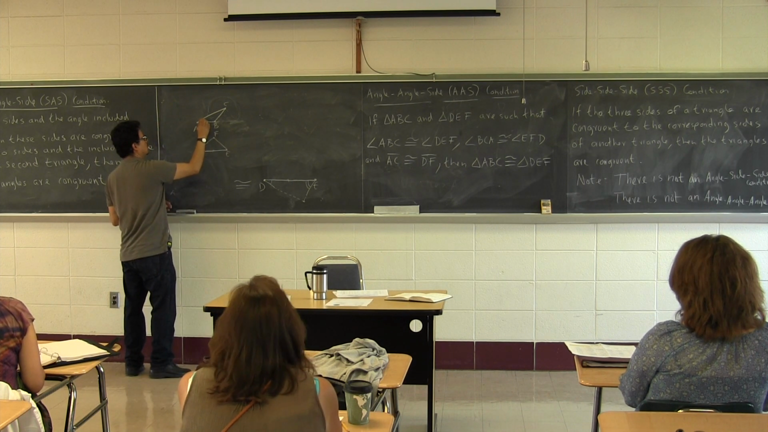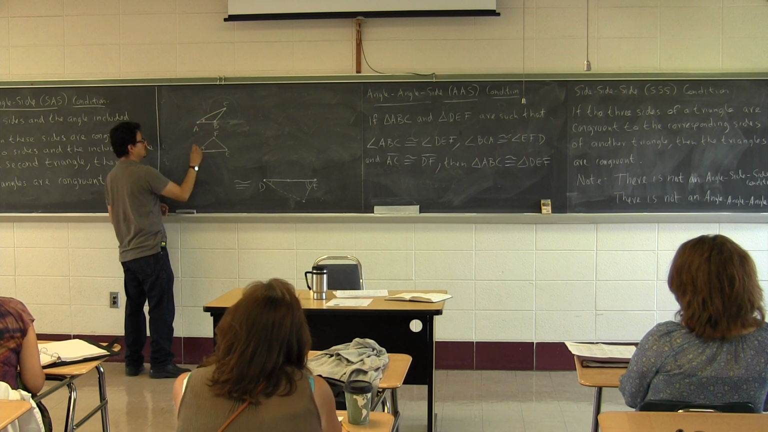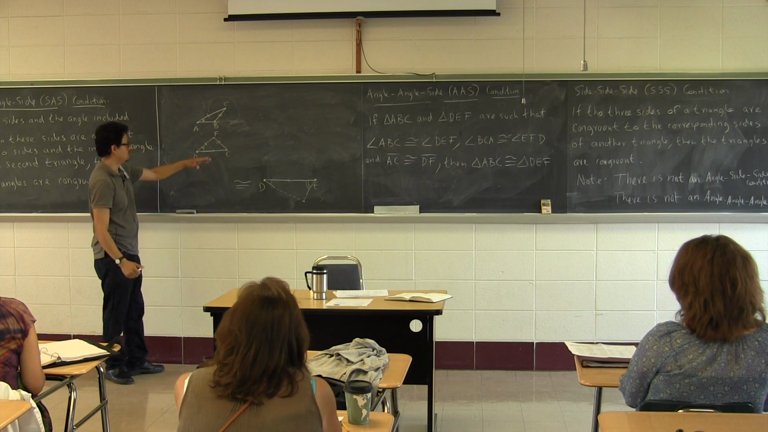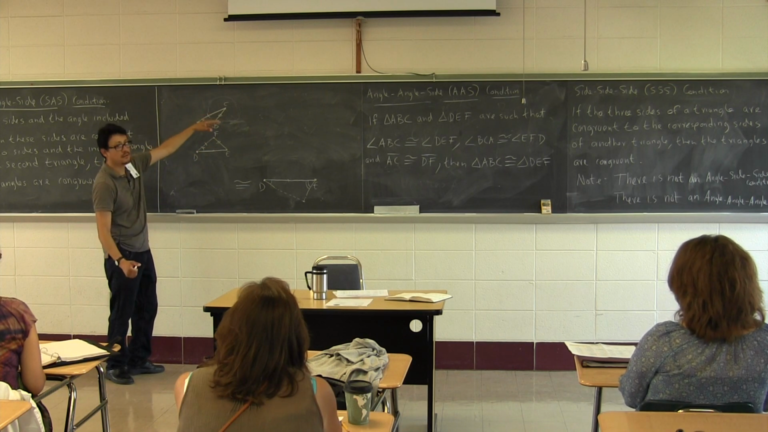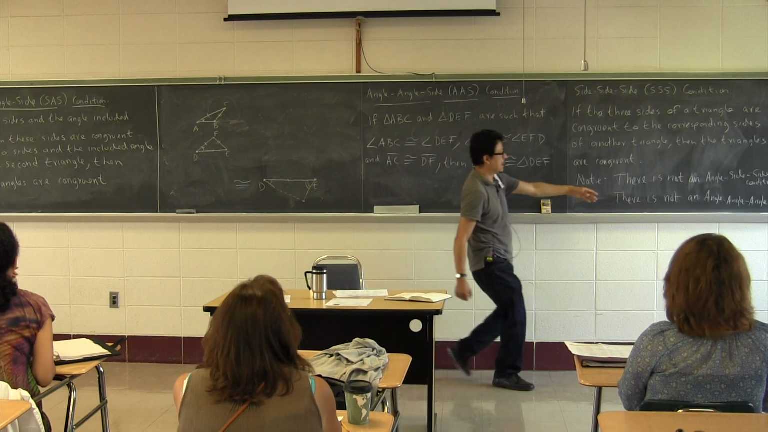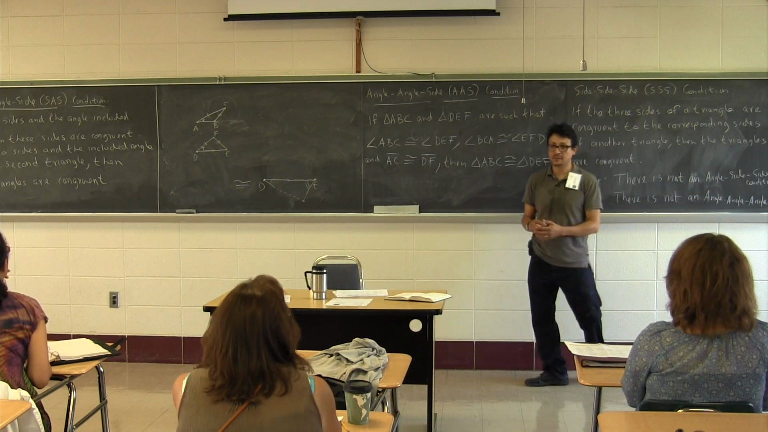So this angle is congruent to this angle. This side is congruent to this side, and this side is congruent to this side, right? So they satisfy the angle-side condition, but they are not congruent. So there is not an angle-side condition.